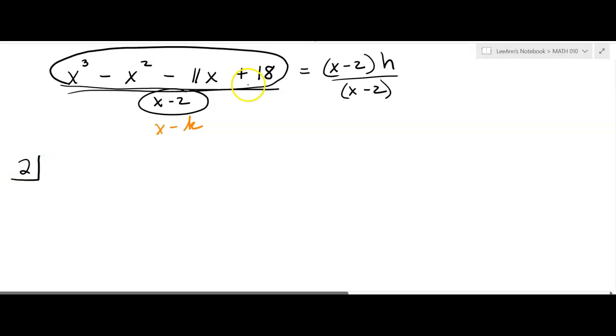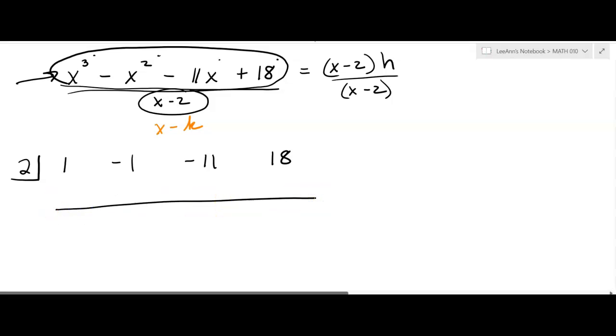I pull off my coefficients: 1, negative 1, negative 11, 18. By the way, I should check, is that in standard form with all the terms there? Yes, it's in standard form and it goes 3, 2, 1, blast off, constant at the end. So everything's there. That's great. I don't need any extra zeros in there. And I should have 4 coefficients because the degree was 3. So 1 more. Okay, great.